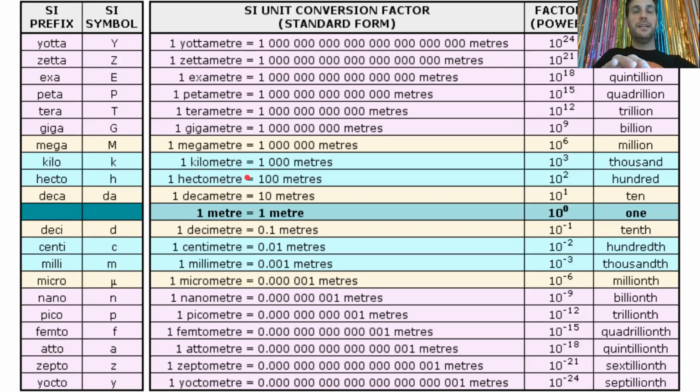A kilobyte is 1,000 bytes. A megabyte is 1,000,000 bytes. A gigabyte is 1,000,000,000 bytes. A terabyte is 1,000,000,000,000 bytes. So powers of 10 are just so useful. Most countries use this standard metric system to measure things because it's so easy to work with powers of 10.